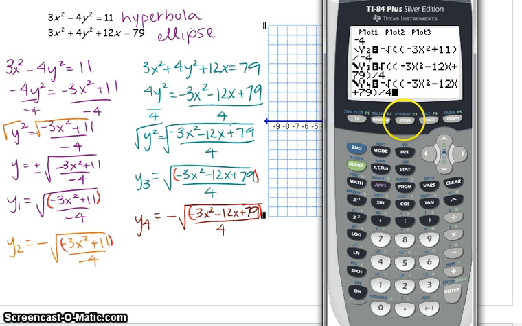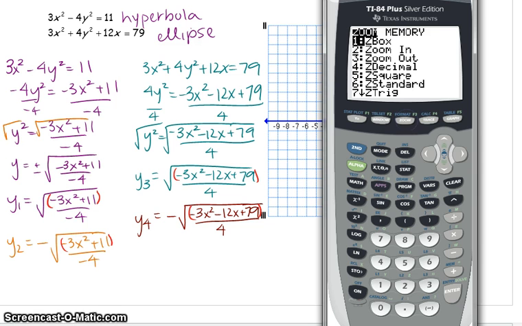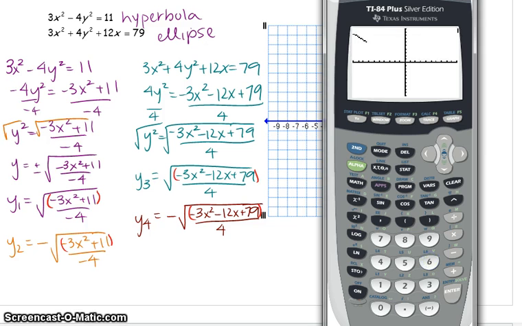And again, let's make sure we're in zoom standard, so our standard window. So we hit zoom, and we go to option number 6. And there's our first graph, our hyperbola. And here is our ellipse. Okay, so we're going to have to sketch this graph eventually. But before we do, let's take a look. We have 4 intersection points. So we are going to have to find each of these intersection points, okay?